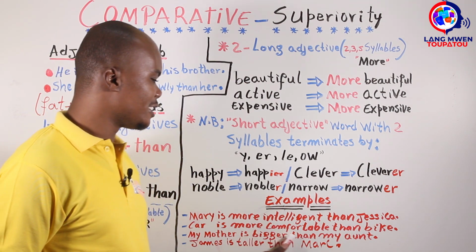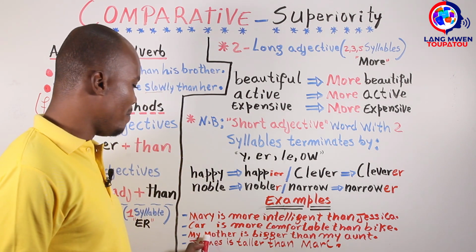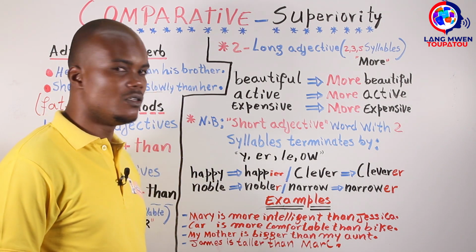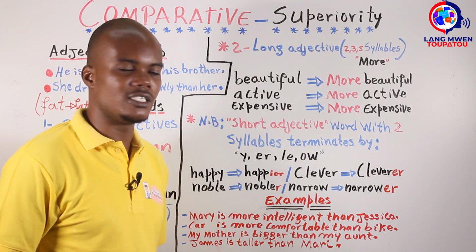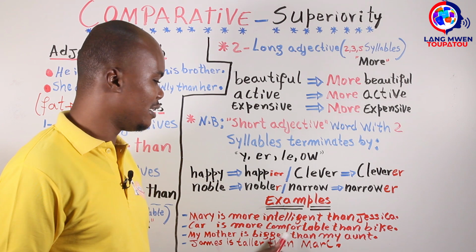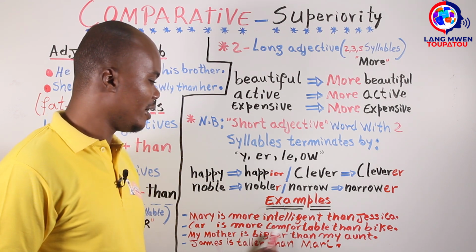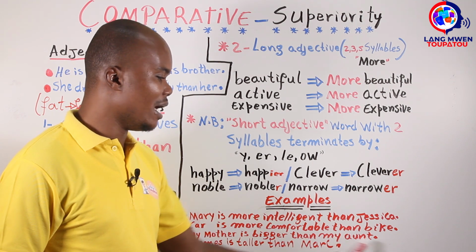And my mother is bigger than my aunt. My mother, maman pigo, you see big is a short adjective. You add ER, you double the last consonant, and then you add ER. You say, my mother is bigger than my aunt.